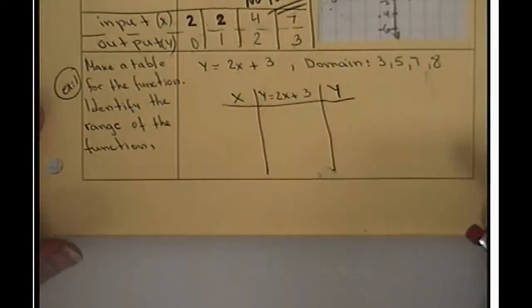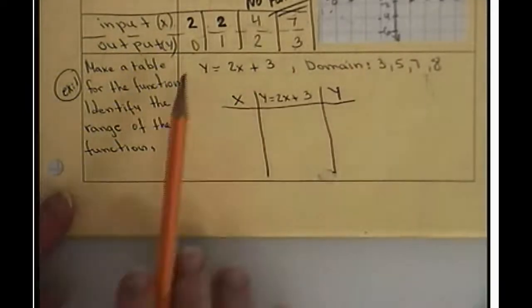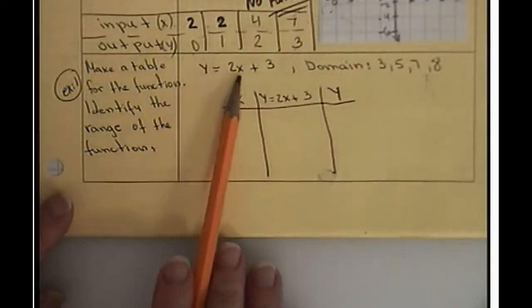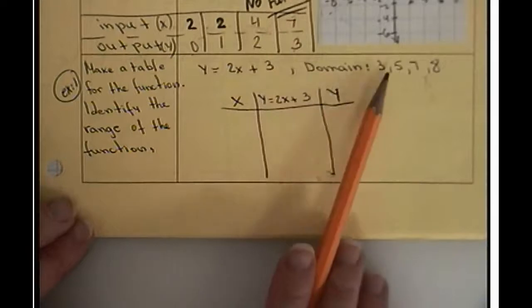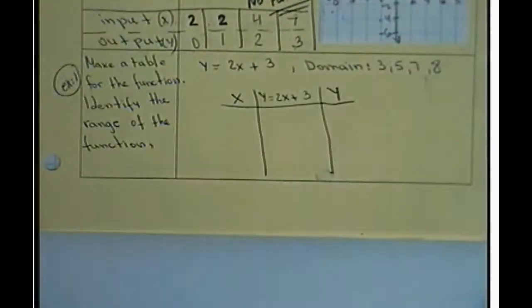Next example that I want to show you is a very similar example to the first one that we discussed, and we are given a function that says y equals 2x plus 3 with domain 3, 5, 7, 8. So make a table for the function, identify the range of the function. So imagine the table wasn't given, okay? We don't see this table. If we don't see the table, then you have to make your own table.